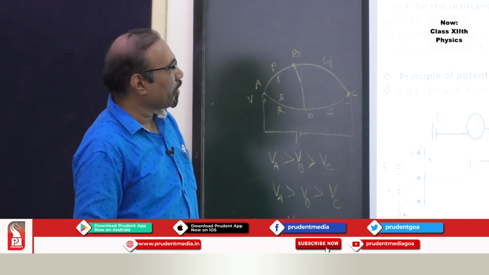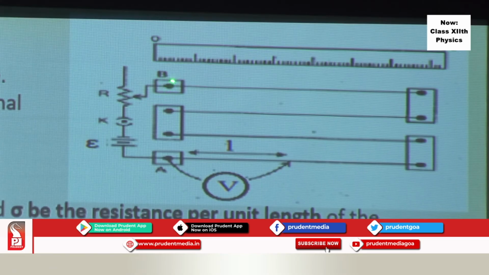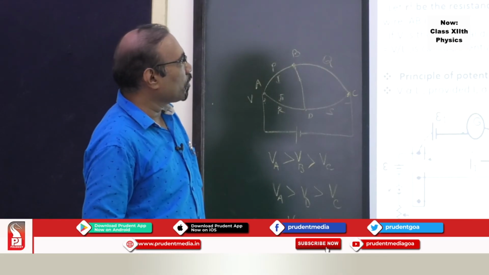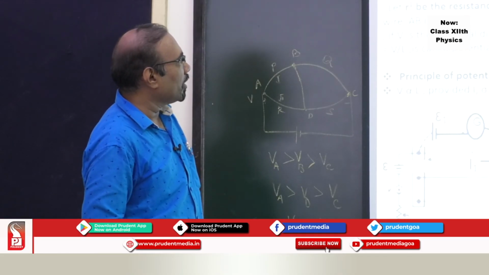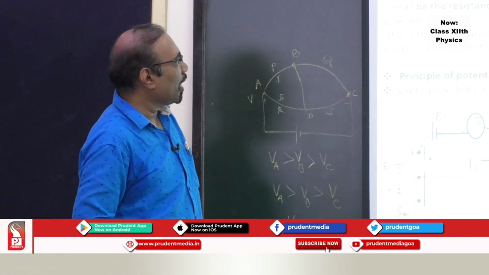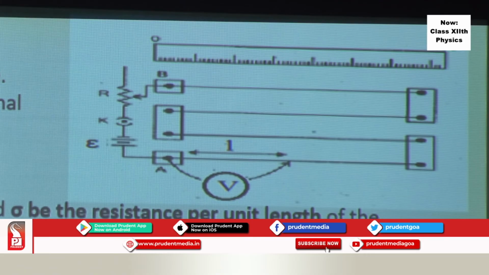Sigma is the resistance per unit length of this wire. Then the resistance of this wire AB, R dash, will be sigma L. Now, if V is the potential difference between the two ends A and B, then by Ohm's law, the current I flowing through this wire into the resistance of the wire will be equal to V. Since R dash is sigma L, you get I sigma L. If I and sigma are kept constant, then the potential difference is directly proportional to length.